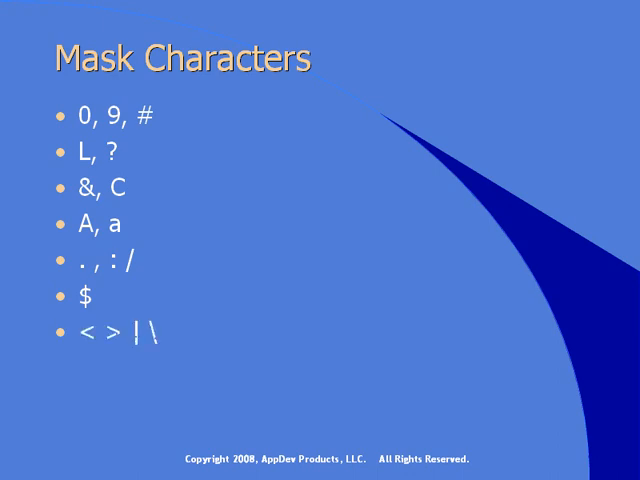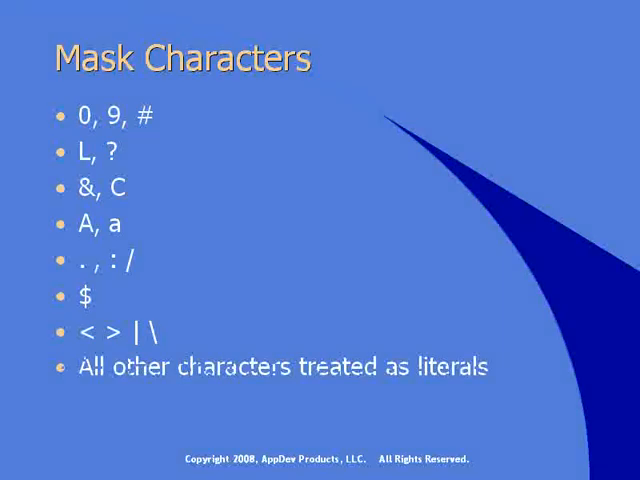We have special characters like shift down and shift up. The less than sign converts what follows to lowercase. The greater than sign converts what follows to uppercase. The vertical bar disables a previous shift up or down, and the backslash acts as an escape. So, for example, if you had a backslash in your mask, it would appear as a literal backslash in the output. All other characters act as literals. Anything else besides these characters just appears as itself within the output of the masked text box control.